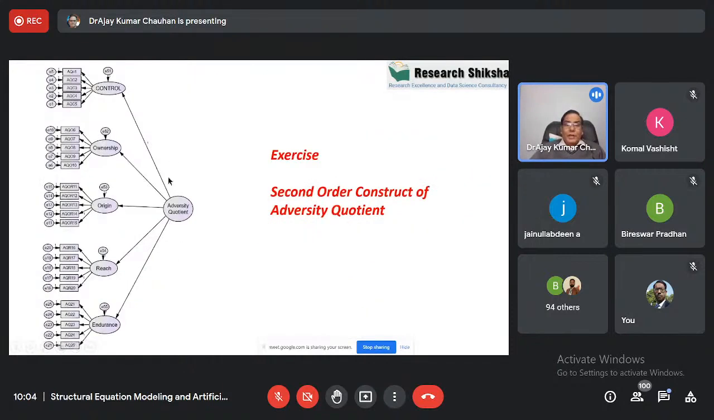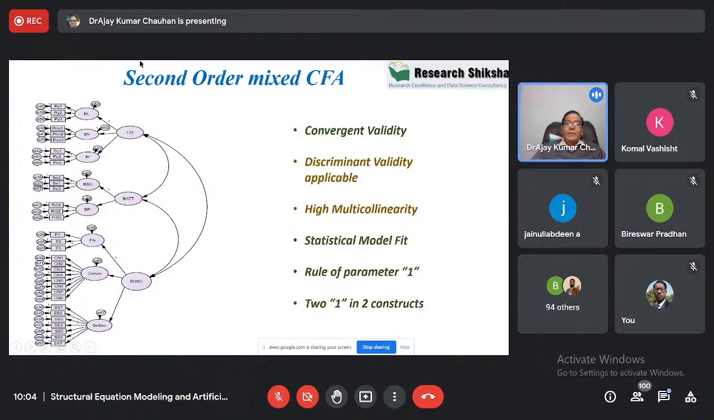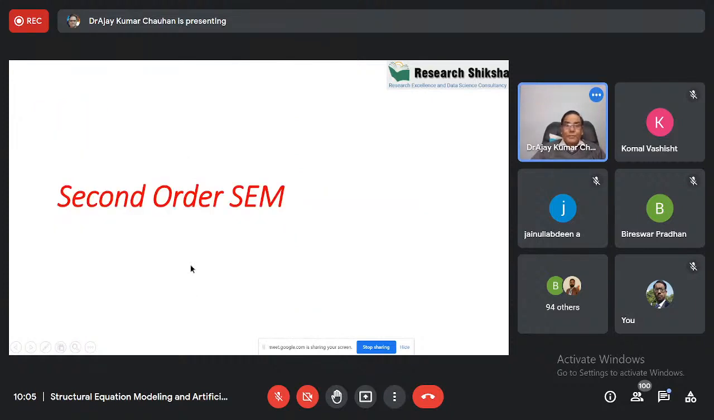And this is another example of a second order construct. When you run CFA, you have to run this diagram and report the result of this diagram. Similarly, this is an example of a second order mixed CFA. In mixed CFA, you can see that this is one construct represented by 3 constructs, the second construct represented by 2 constructs, and the third second order construct represented by these 3 constructs. So we have different kinds of these scales.